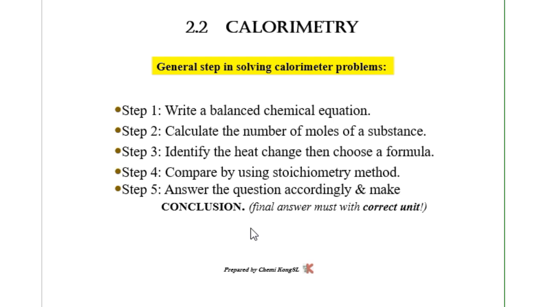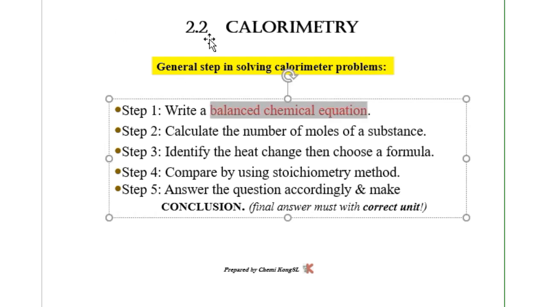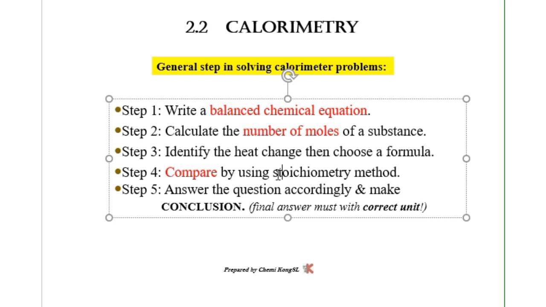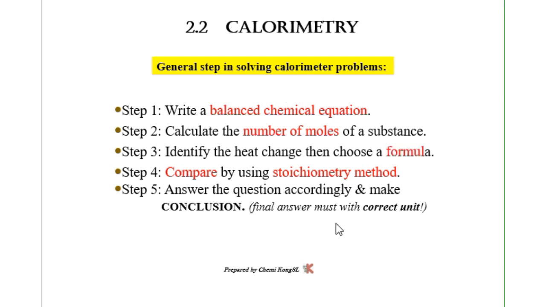There are general steps in solving calorimetry problems, step 1 until step 5. The steps can be interchanged, and certain steps might not be used for certain questions, so this is just a guideline. First, balance the chemical equation, because later you need the number of moles. These two are very important because later you have to compare the number of moles using the stoichiometry method. That's why the equation helps you a lot. Then step 4, the important formula. Of course, the last one is to answer the question accordingly and make a conclusion, and the final answer must have the correct unit.